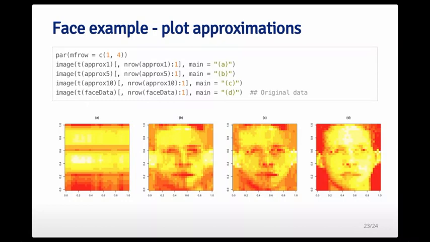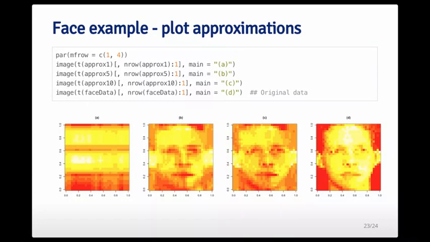If you move on to the next picture, which is a letter C here, you can see it has a little bit more definition. This uses the first 10 singular vectors, but it's not very different from the second one, which only used 5. And then the very last one here on the right is the original data set.